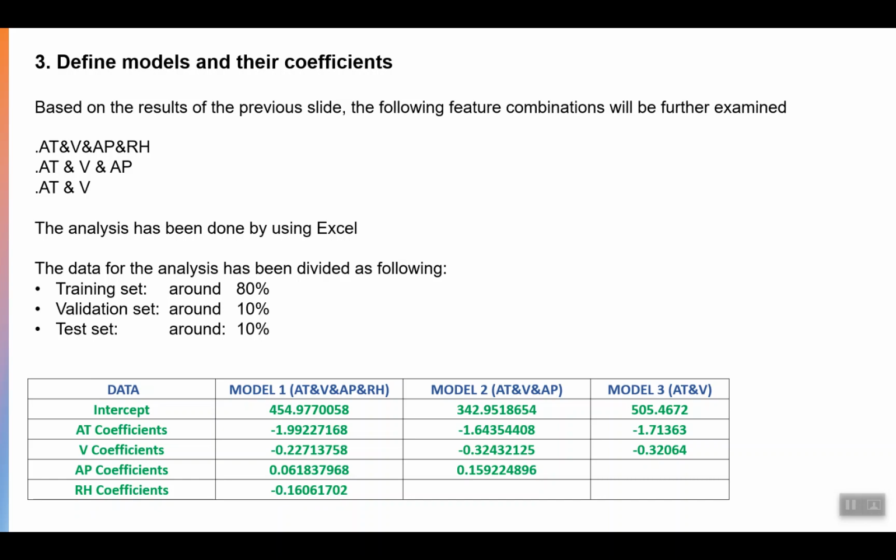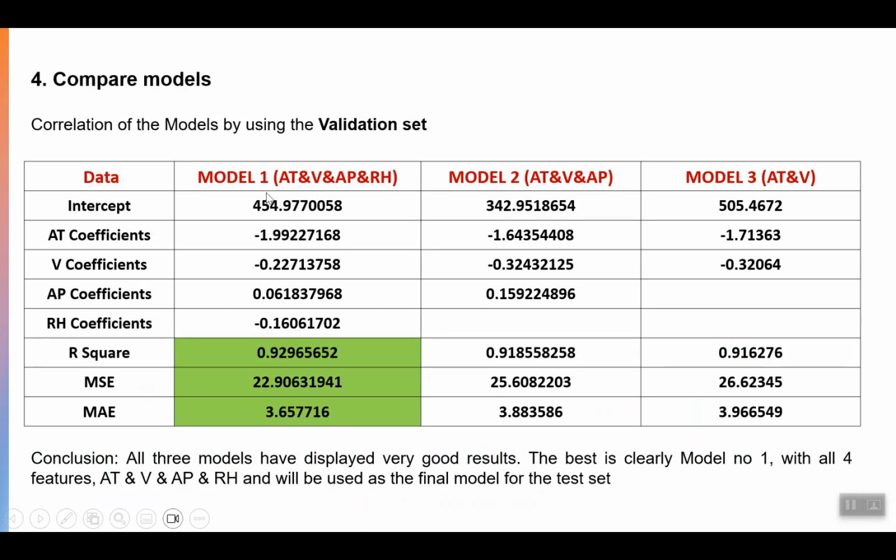If we see the coefficients and the intercept values that we received for all these models, for model 1 these are the intercept values. This is for model 1, this is for model 2, this is for model 3, and these are the coefficients for each of the x variables that we have here. We'll see the R square value in the very next slide. So here we go, this is about comparing the models. When comparing the models on our validation set, the R square value for model 1 was 0.92, for model 2 it was 0.91, and for model 3 it was 0.91.